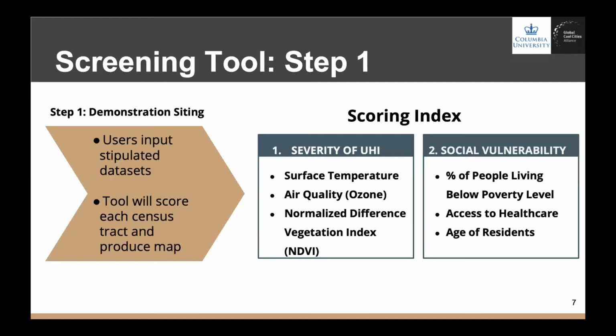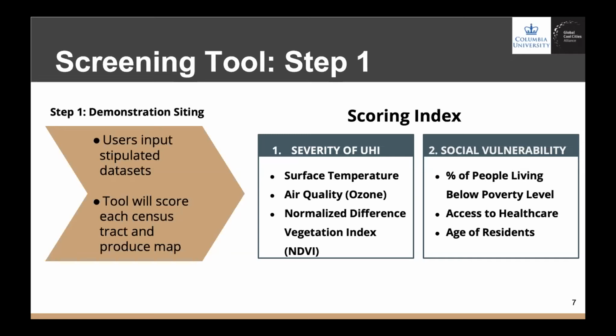So let me explain to you how our screening tool works. The first step of the tool is demonstration siting. This step helps city officials find out which areas in their city are in need of cool pavements. Users must first collect data about their city and input it into the weighted screening tool. The tool will then produce a choropleth map that shows the highest priority areas within the city.